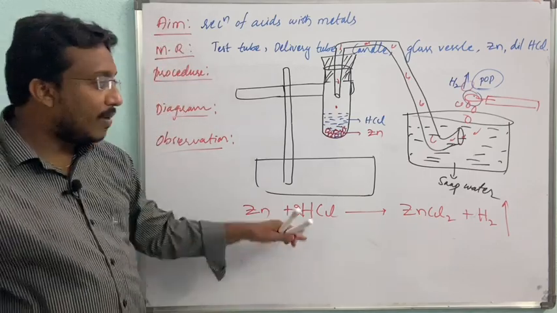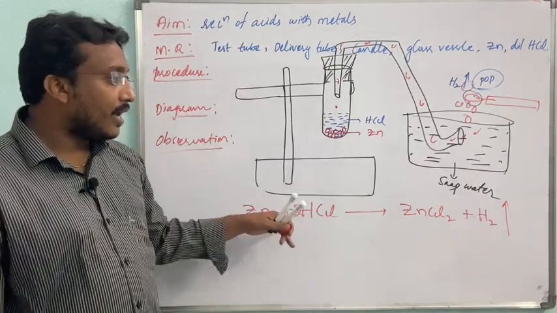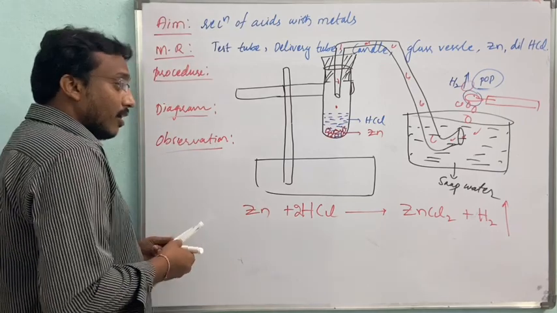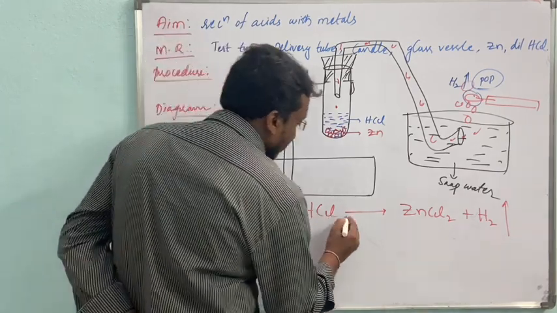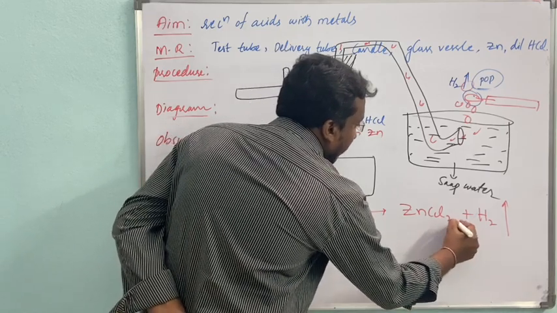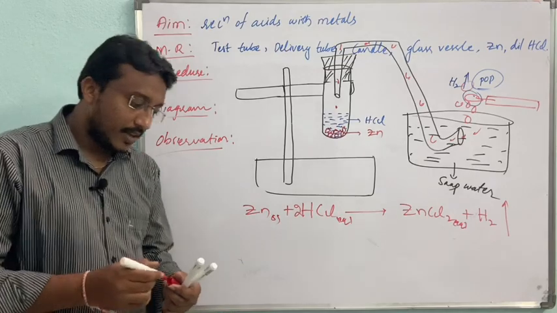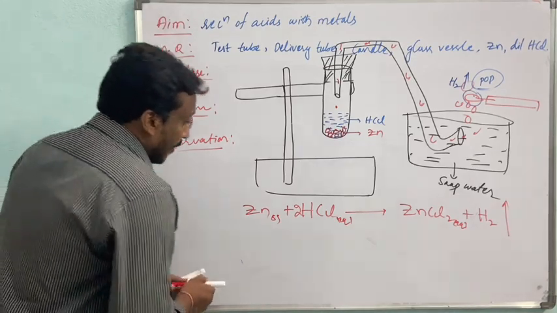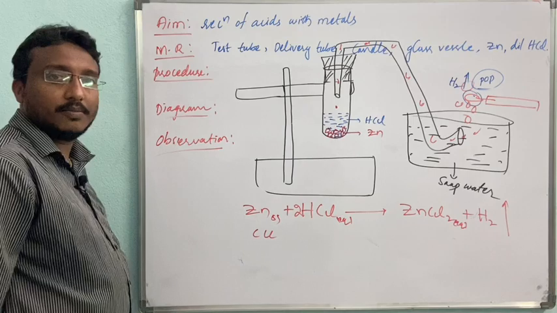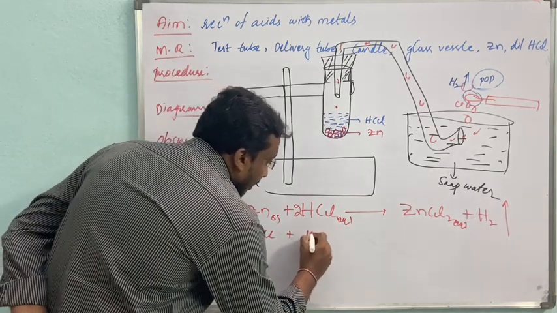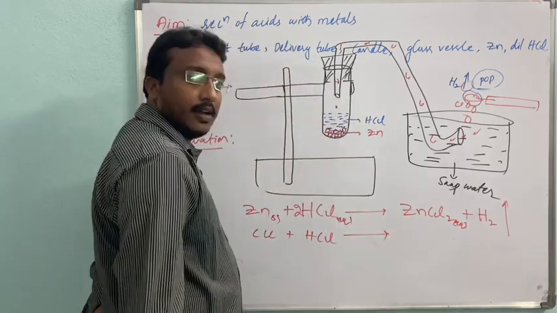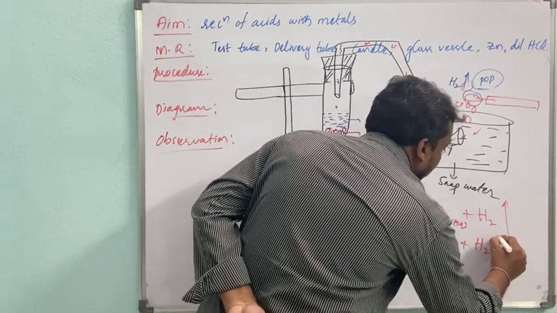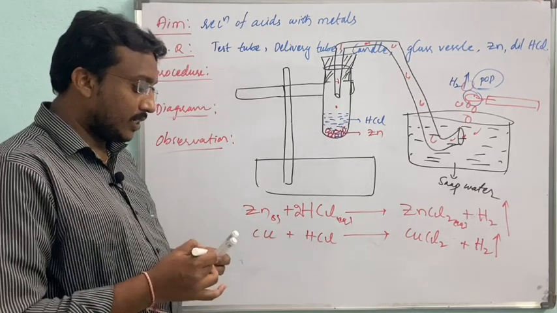We have already learned how to balance the chemical equation in our last chapter, and how to make the given equation more informative. Zinc is solid in state. This is aqueous, and here also we get aqueous solution and hydrogen gas. And instead of zinc, I have taken one more metal, copper. I have added HCl and got this product, and here also we got hydrogen gas.